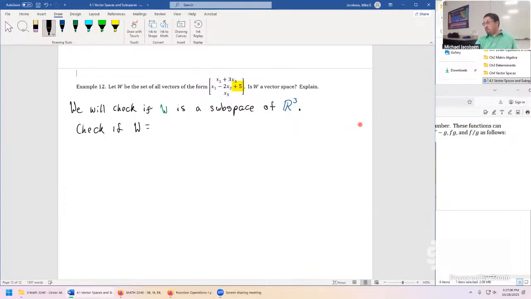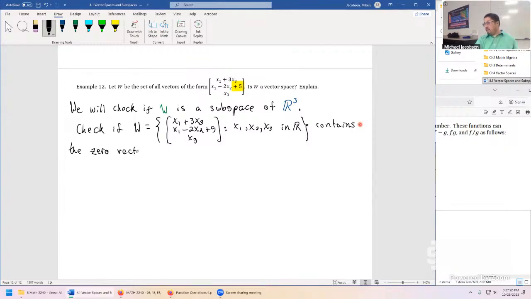If W, let's redefine the set. W is the set of all vectors of the form x1 plus 3x3, x1 minus 2x2 plus 5, x3, where x1, x2, x3 are parameters that can take any value in R. Does it contain the zero vector? It might or it might not. It just depends on how this is all arranged.